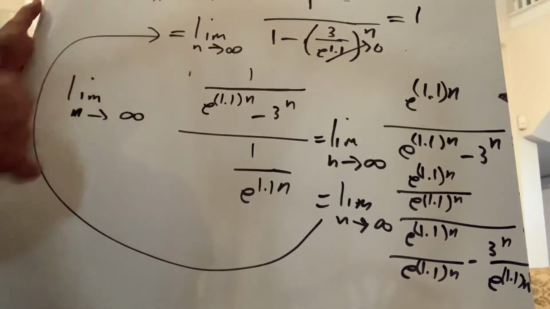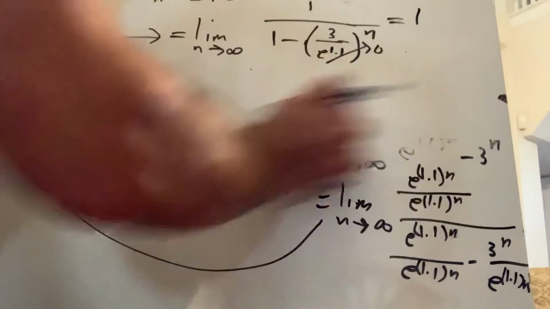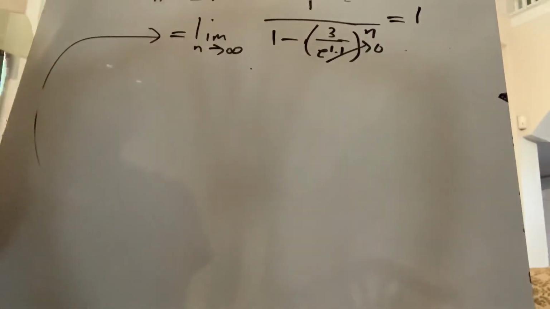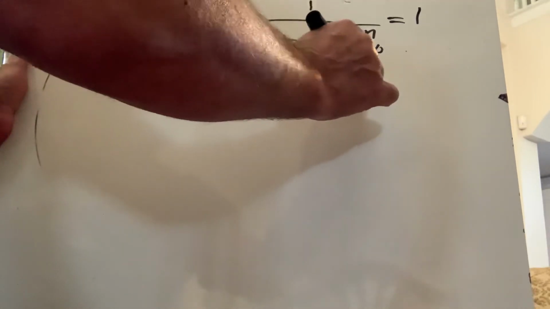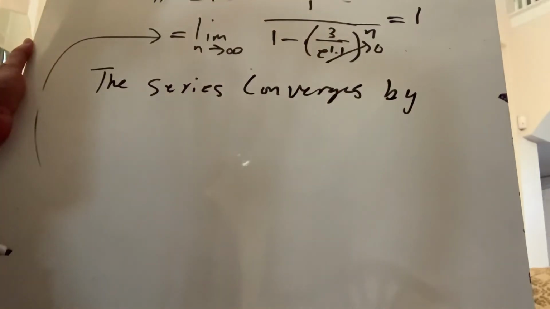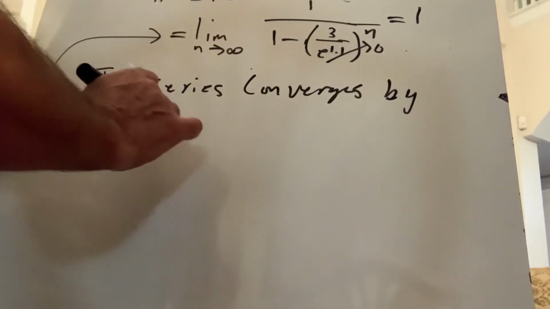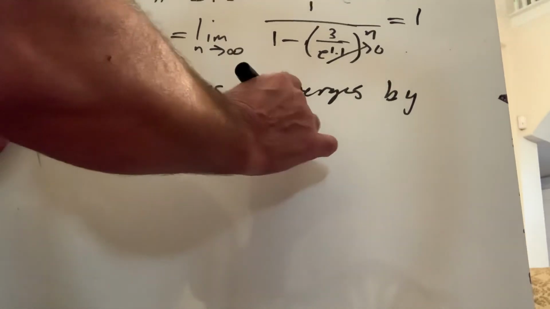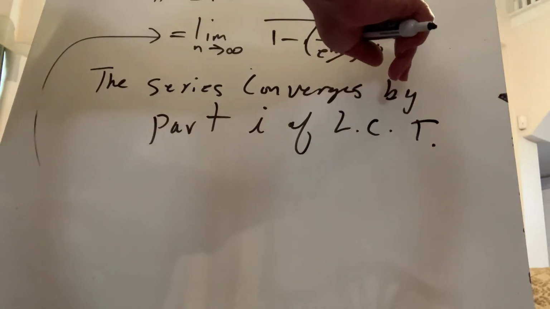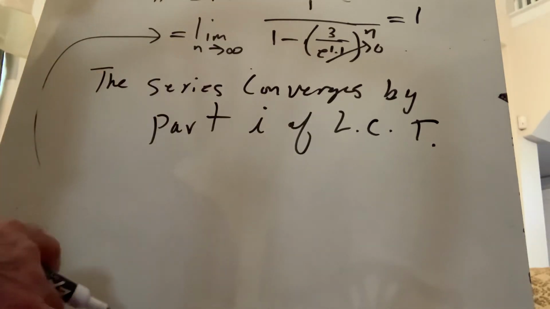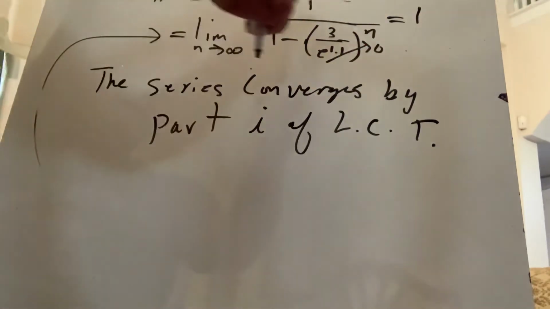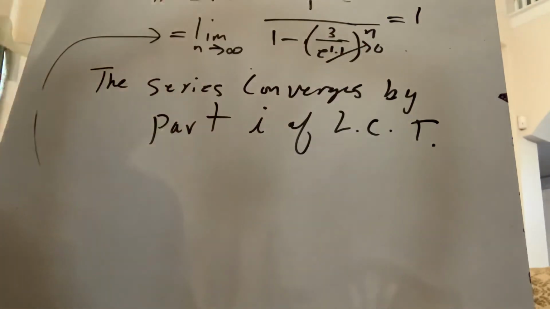So because that limit becomes 1, the conclusion would be our series converges by, and this is important too, because remember there are 3 parts to the limit comparison test, by part 1. If you go back and look at part 1 of the limit comparison test, it says that if that limit is a positive number, as long as the bottom series converges, so does the top. So once we got the ratio, since the bottom was a convergent geometric series and our limit is positive, that means our series itself converges. Okay, I hope that helps.